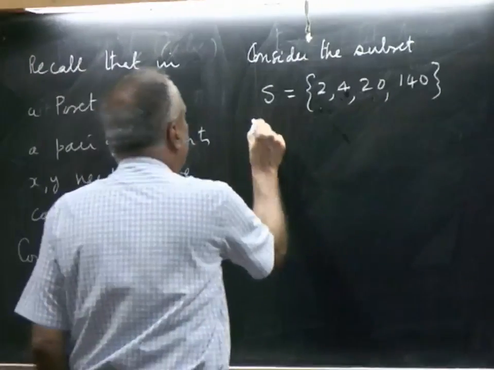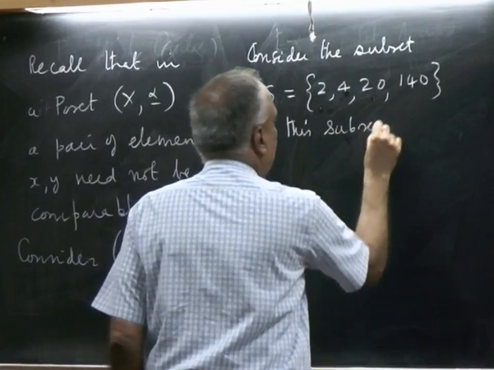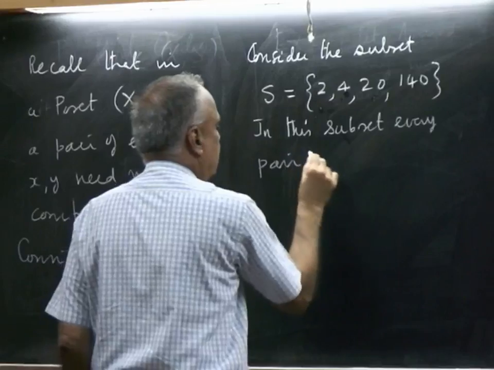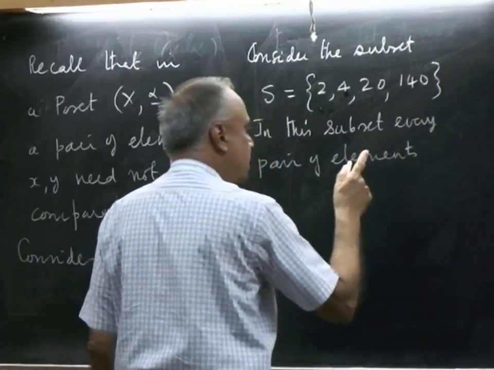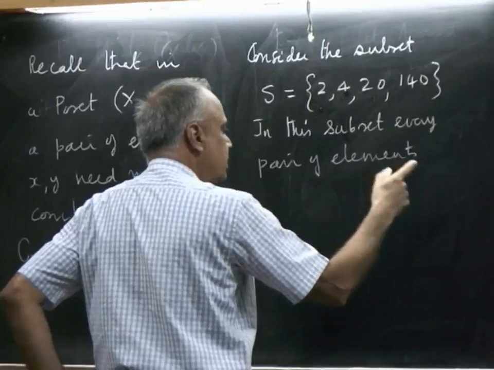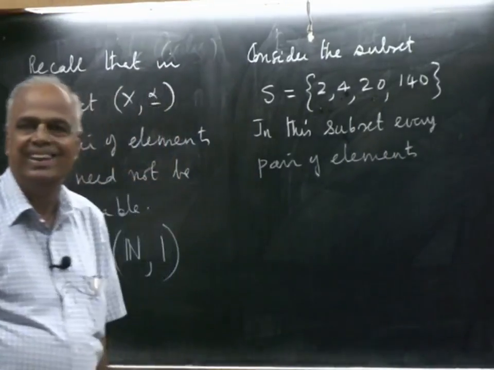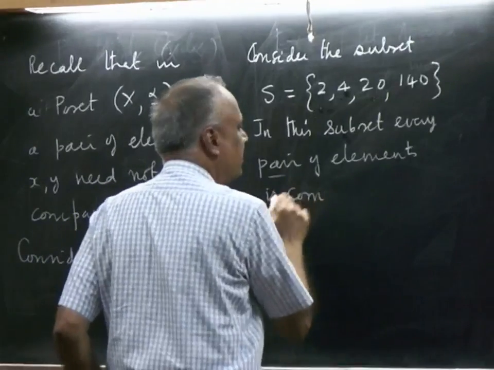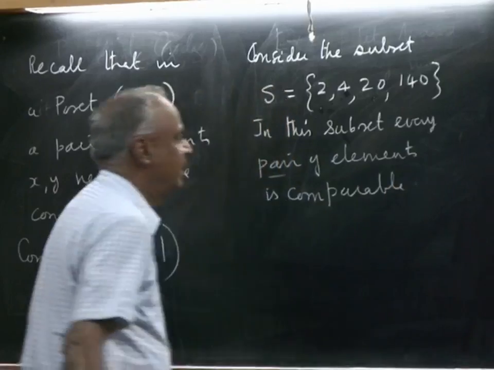In this subset, every pair of elements, what is the correct grammar? Every pair is comparable, or every pair of elements are comparable? Is comparable. Because pair is the noun there. Okay.